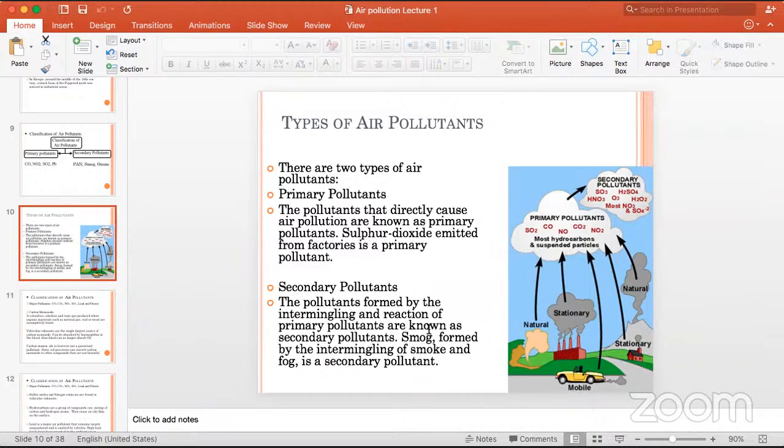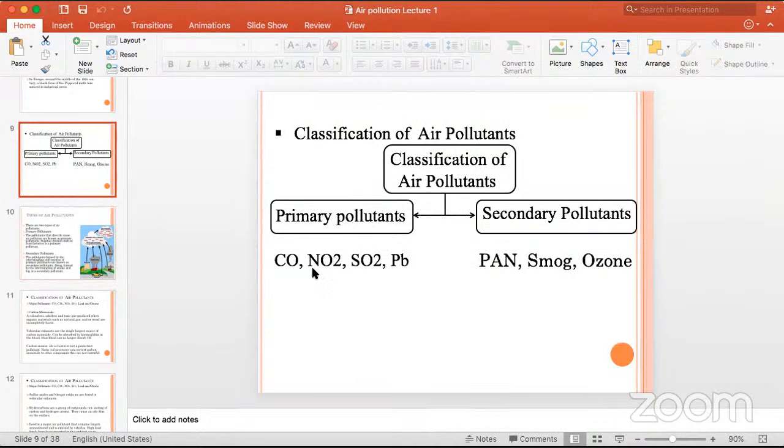For example, smog. Smog means what? Smoke plus fog. Basically, smoke combines with water droplets and forms smog. And smog is called a secondary pollutant because it is formed by the reaction of two or more primary pollutants. So remember, primary pollutants are single compounds, whereas secondary pollutants are a mixture of primary pollutants. So you have PAN, there is also smog, there is also ozone. So ozone is basically what? O3 is O2 plus O, right? So even ozone is a secondary pollutant.